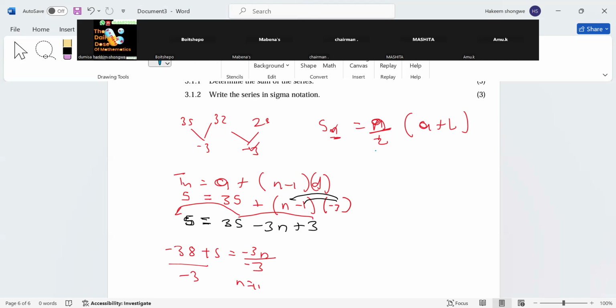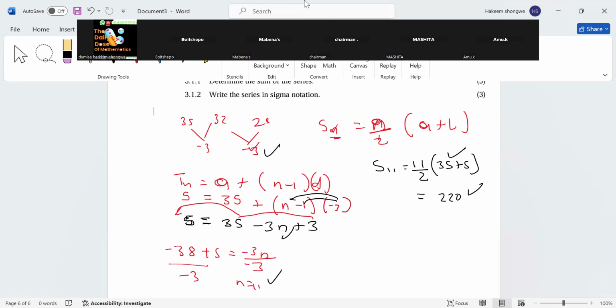Okay, so we're looking for S11. So we have S11, which is going to be 11 over 2. Our first term is 35, plus 5. And then what you get as your final answer is 220. All in all, we get our 5 marks.